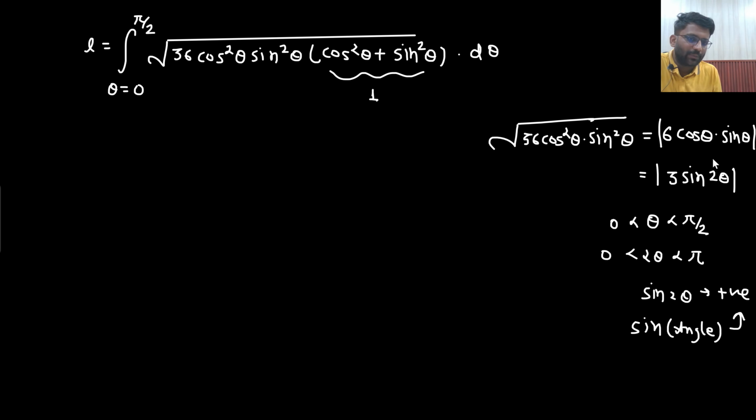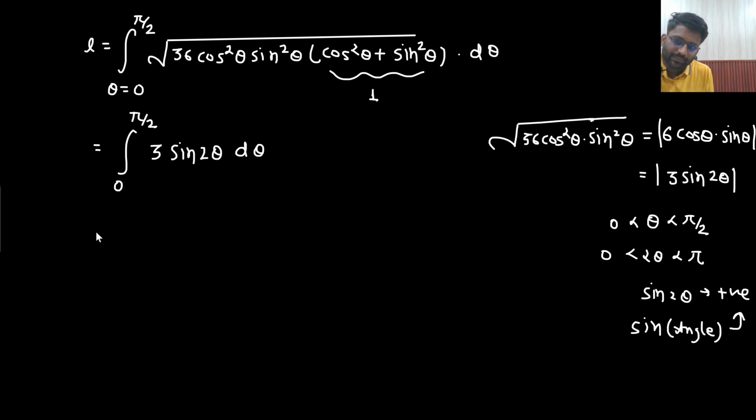So since it is always positive, it could be opened without mod. So what answer will you be getting? So this was opened as 6 cos theta sin theta, which could be written as 3 into 2 sin theta cos theta, which is sin 2 theta. So it could be written as theta going from 0 to pi by 2, without mod, I can open it, 2 sin theta d theta.